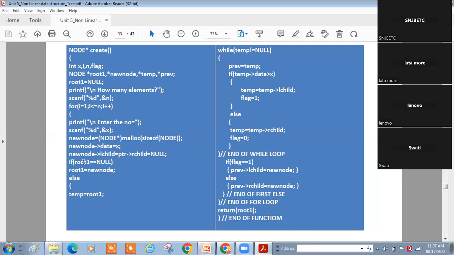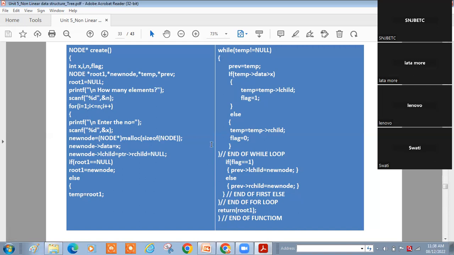Otherwise, here what we have written, if root is equal to null. Now if it is null, then you have to create a new node using this function. Now if it is not, it goes in the false part, which means it will go in the else part. So in the else part, whatever root you have created, you have to assign that value as pointer temporary.